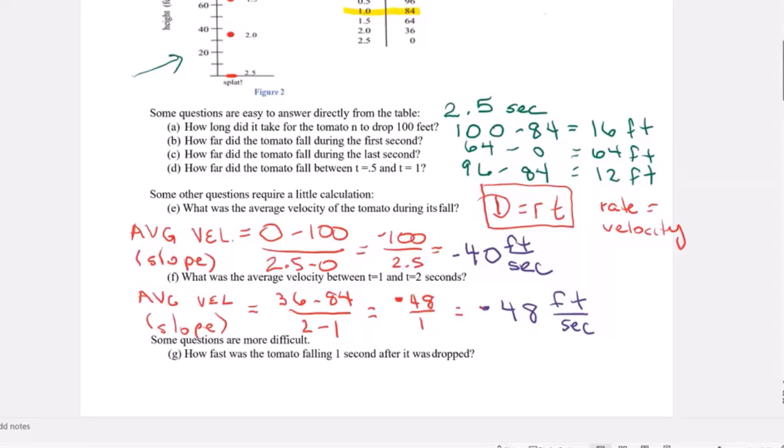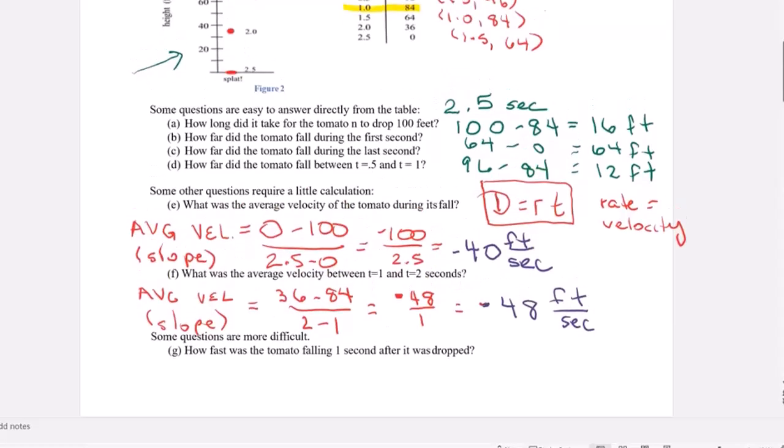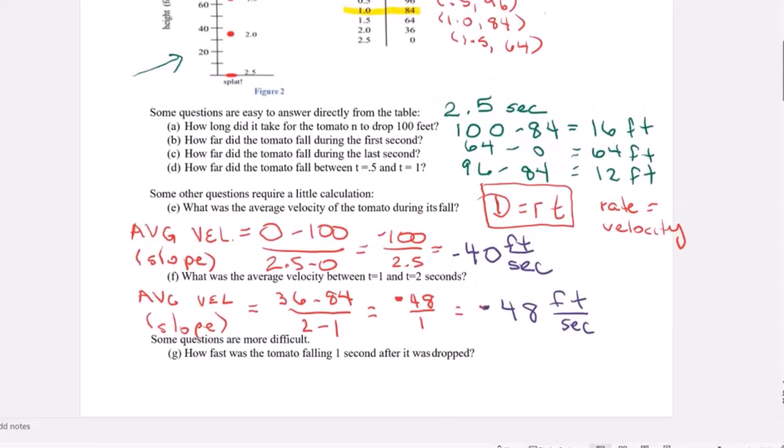If we go to 0.5, we have 0.5, 96. We have 1, 84. And the last one at 1.5, we have 64. So let's use our top 2 numbers and see how fast the average velocity was between 0.5 and 1. So 0.5, I'll use this as point 1 and this is point 2.